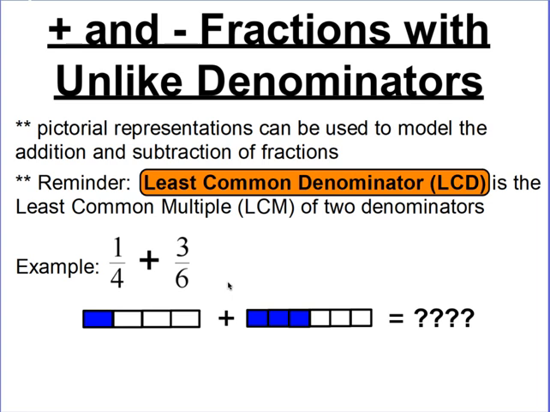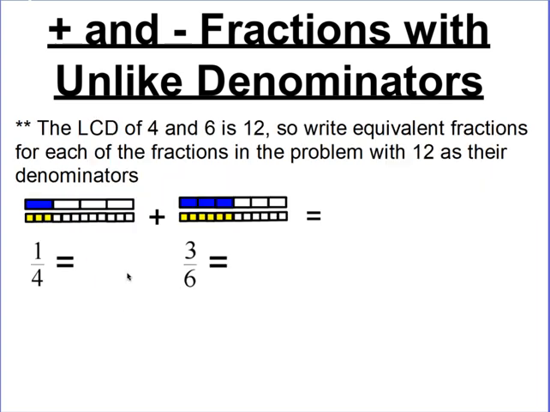So the way we do that is by finding a common denominator. So take a second and think about what would be a common denominator for 4 and 6. Well, you could do 4 times 6 to get 24, but there's actually a smaller number. If you did 4 times 3 and 6 times 2, both of those numbers are going to equal 12. So we're going to use 12 as our common denominator.